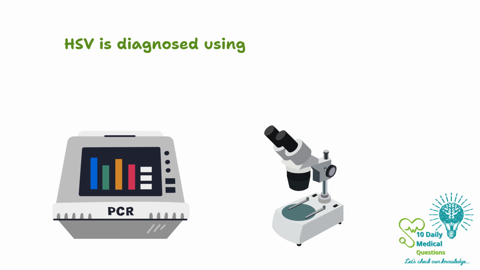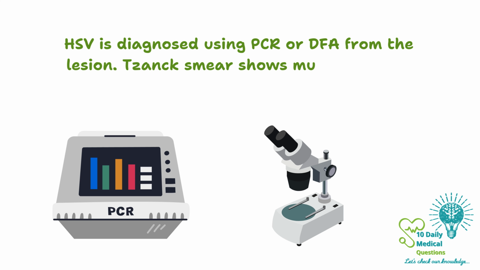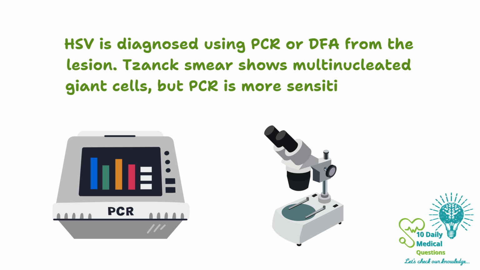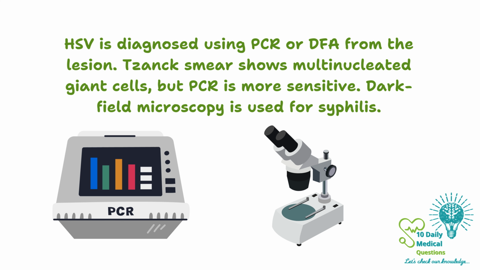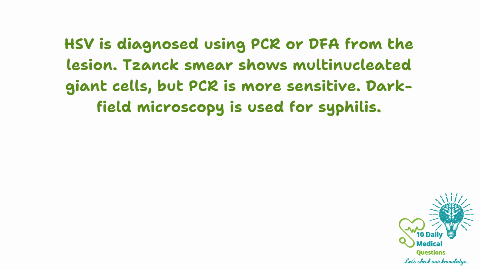HSV is diagnosed using PCR or DFA from the lesions. Tzanck smear shows multinucleated giant cells, but PCR is more sensitive. Dark field microscopy is used for syphilis.